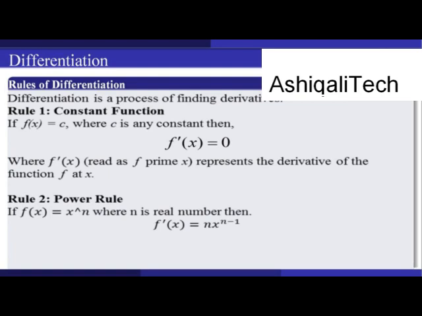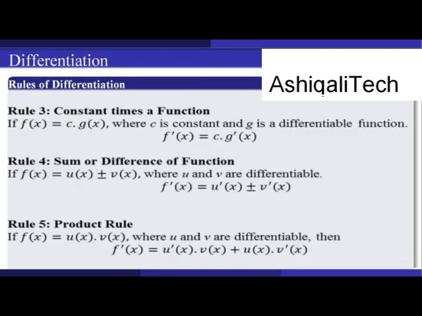Power rule. If f of x is x raised to the power n, where n is a real number, then f prime of x is equal to n times x raised to the power n minus 1. Dear students, the next rule is constant times a function. If f of x is equal to c times g of x, where c is a constant and g is a differentiable function, then f prime of x is equal to c times g prime of x.